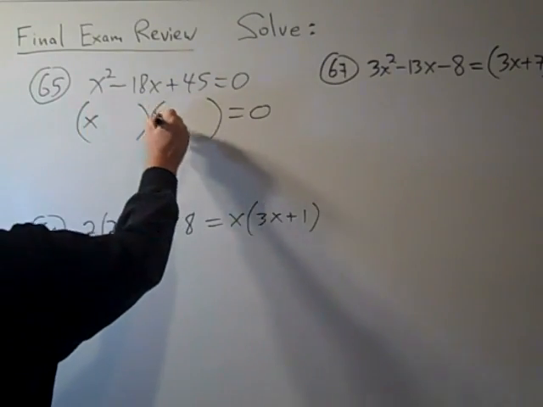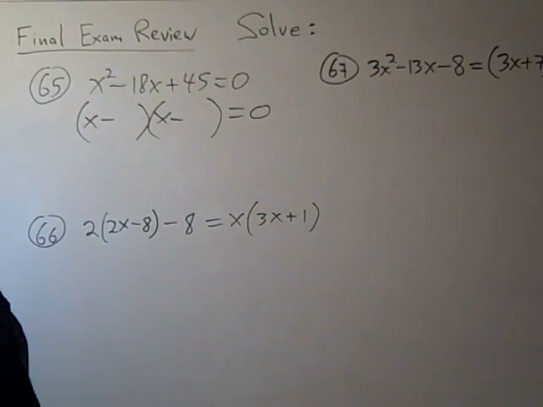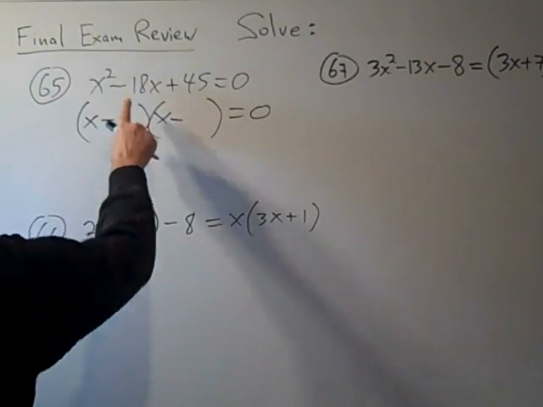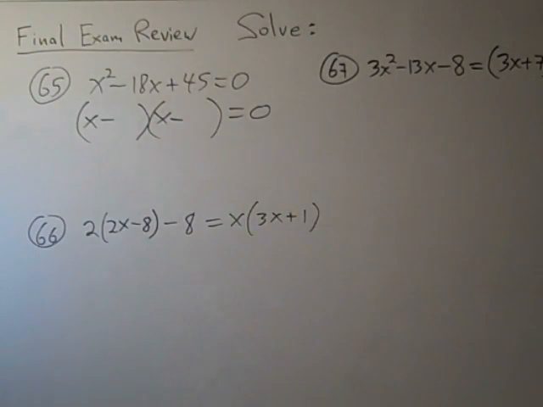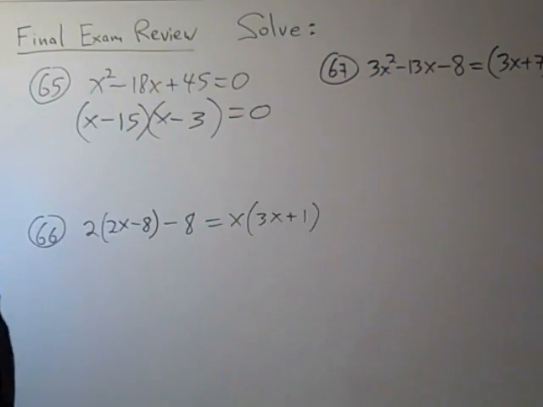So I have x times x and a minus times a minus to get a plus on the end and yet have a negative in the middle. We're looking for two numbers whose product is 45 and add up to 18. Let's see, 45 is 15 times 3. So that does the trick.